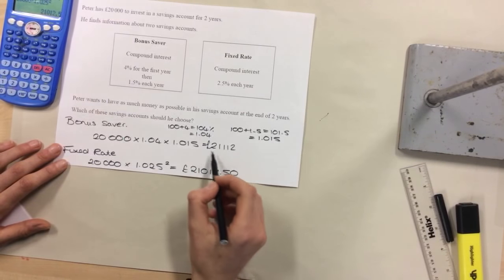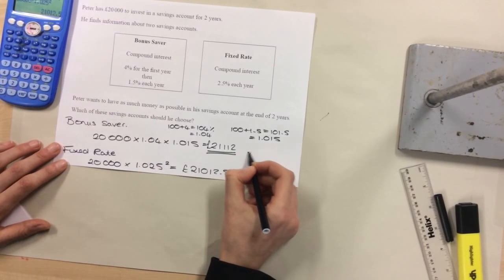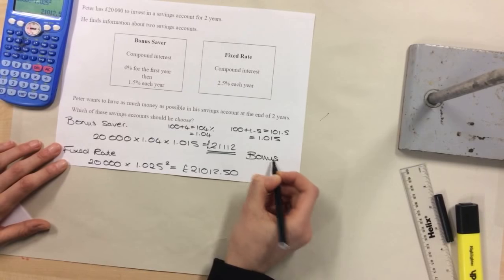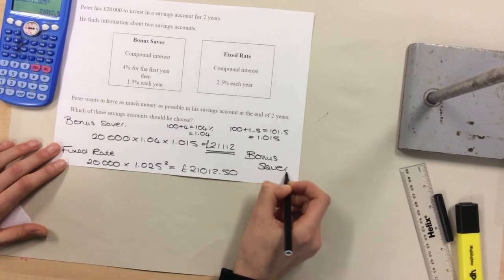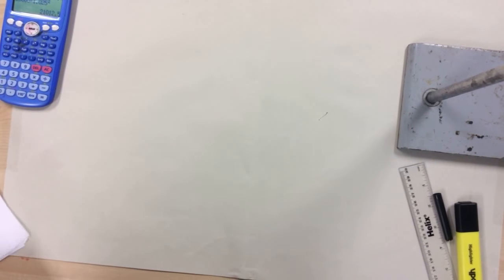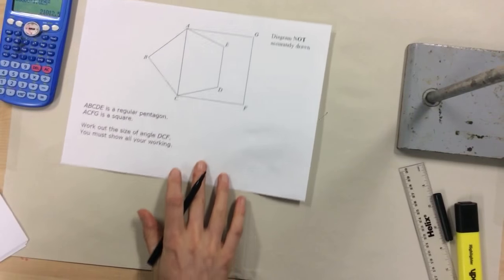Well, he should choose the one that's going to give him the most money. Okay, so bonus saver. Make sure that you finish it off with that final line. Okay. Right. Next up, we've got an angles question.